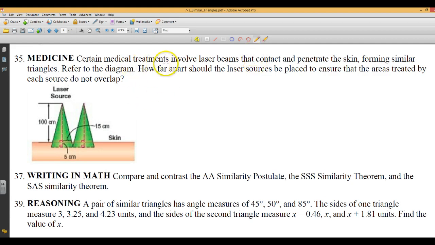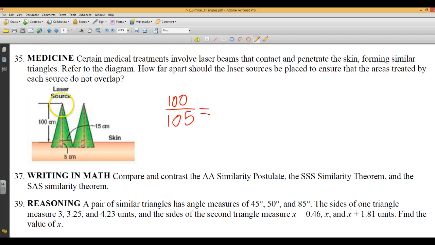Number 35, certain medical treatments involve laser beams that contact and penetrate the skin, forming similar triangles. Refer to the diagram. How far apart should the laser sources be placed to ensure that the areas treated by each source do not overlap? So we have similar triangles here, this large triangle, and then inside of it, the overlapping smaller triangle. So we know the height of the smaller triangle is 100. The corresponding height right here of the larger one, we know this length is 5, so that would be 100 plus 5.